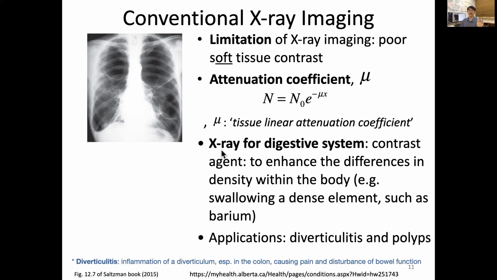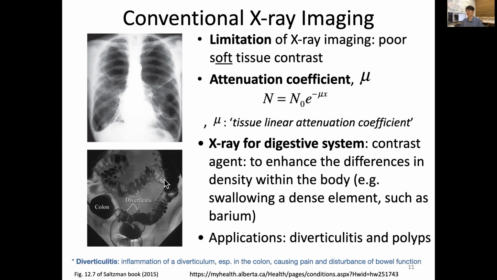So here is an example of X-ray for the digestive system. Sometimes, because of this poor soft tissue contrast, we use an external contrast agent to enhance the differences in density within the body. For example, swallowing a dense element such as barium can show the internal gut. So for example, diverticulitis, where itis means inflammation in the diverticulum, and sometimes a polyp, which is pre-cancer inside the colon, can be detected with the help of contrast enhanced X-ray.